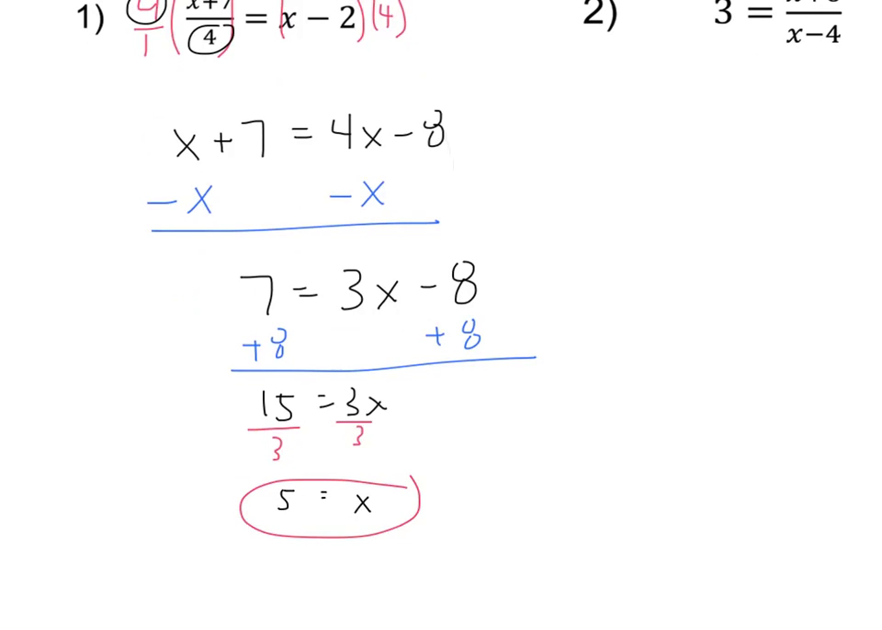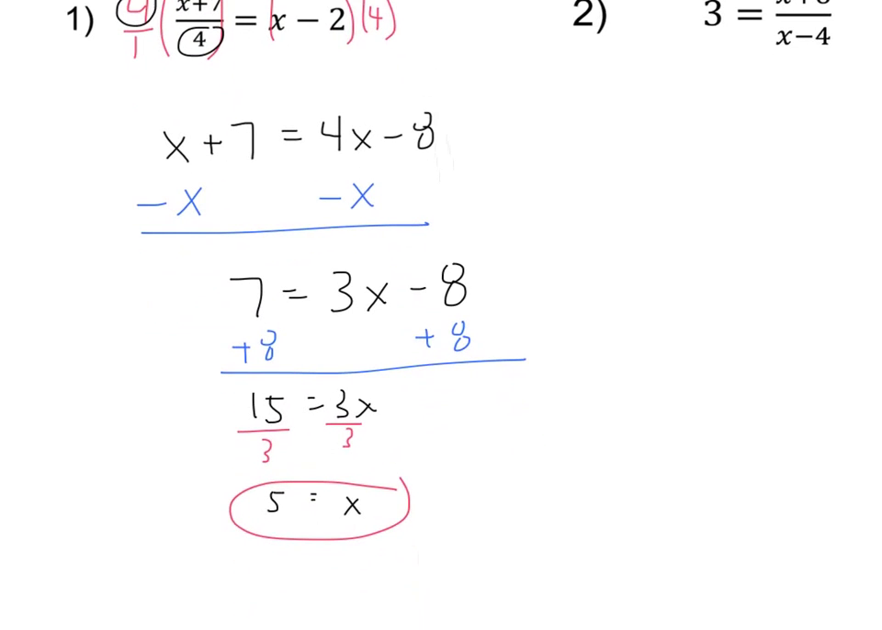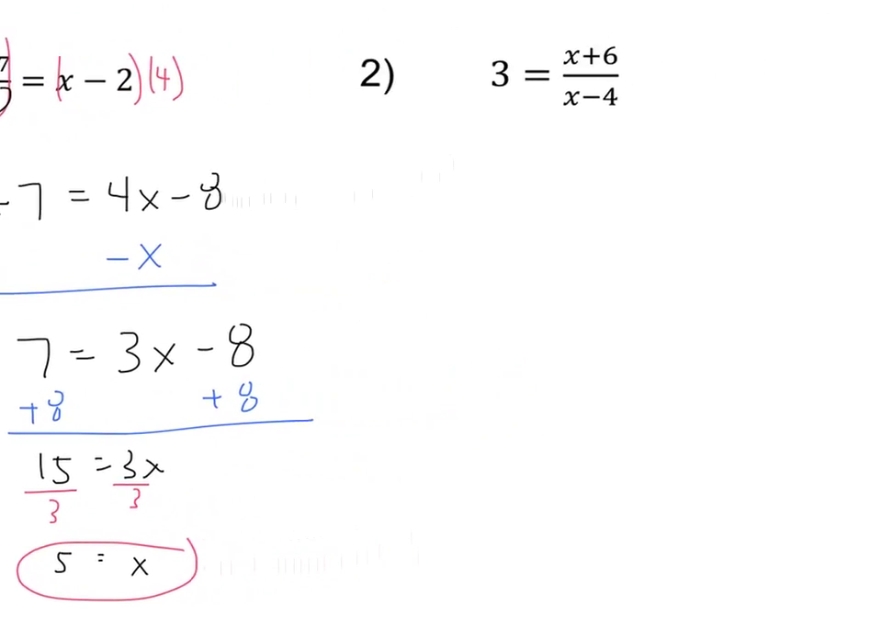And remember what this is. 5 is the number that if I were to put that in this equation, 5 would make this true. And you can check real quick. 5 plus 7 would be 12. 12 divided by 4 is 3. And on this side, 5 minus 2 is 3. So that 5 there, that's the number that makes that true. Okay, let's do another example.